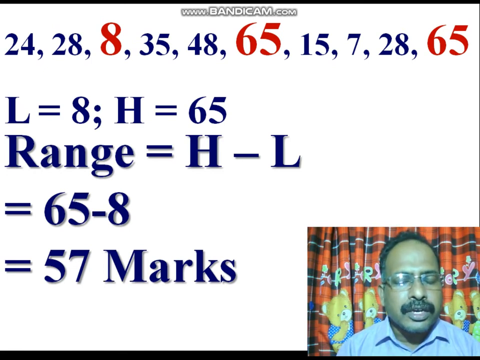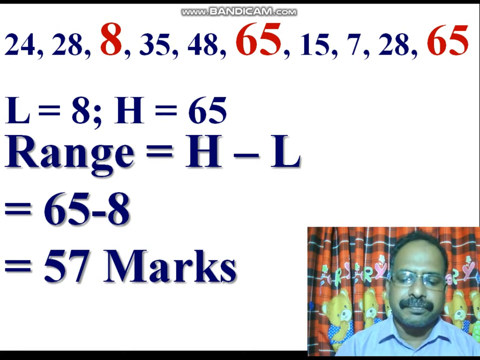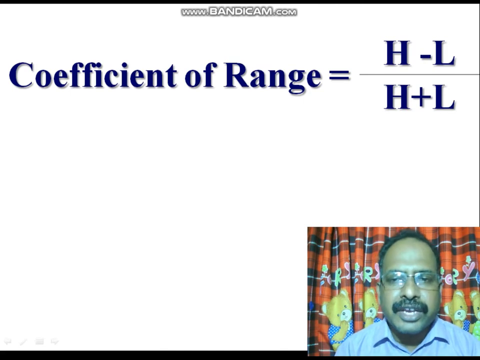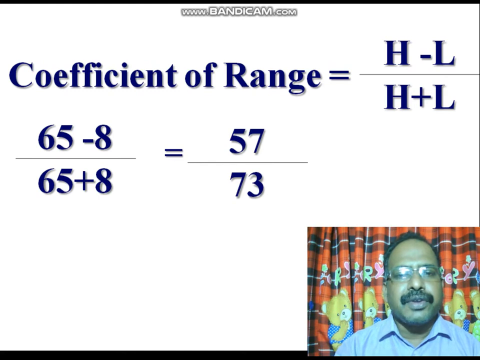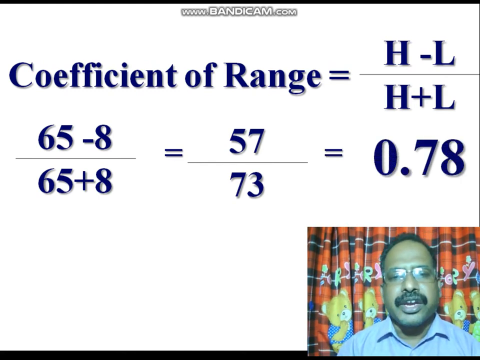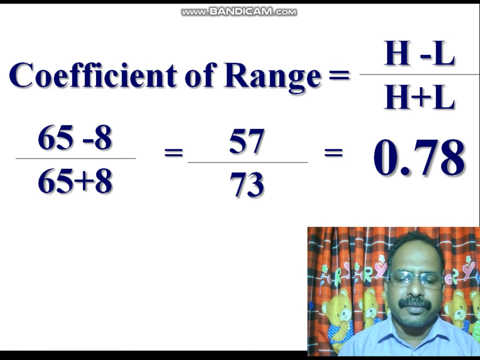We have to note the unit of measurement. It is marks, 57 marks. Then the coefficient of range is equal to H minus L divided by H plus L, 65 minus 8 divided by 65 plus 8, is equal to 57 divided by 73, which is equal to 0.78. It is the coefficient of range.